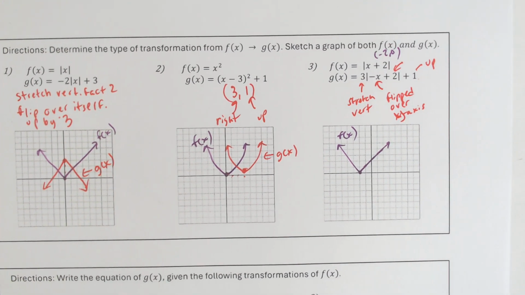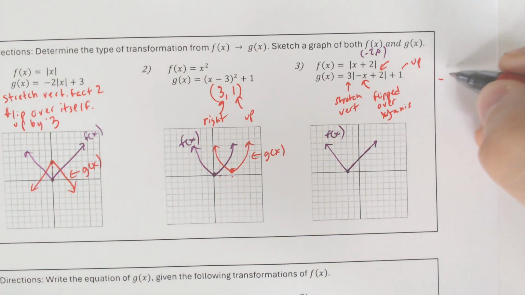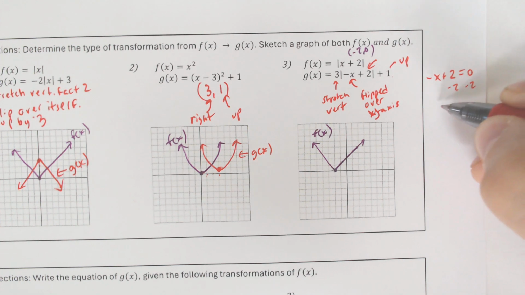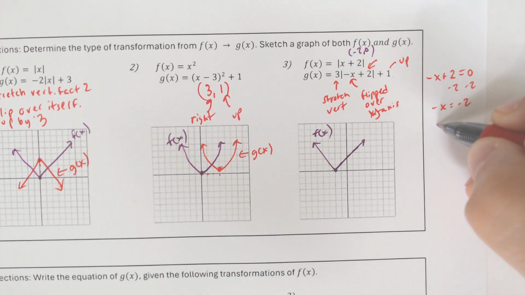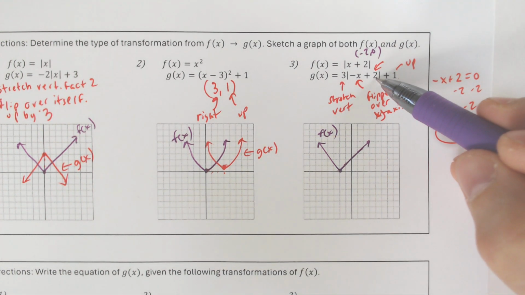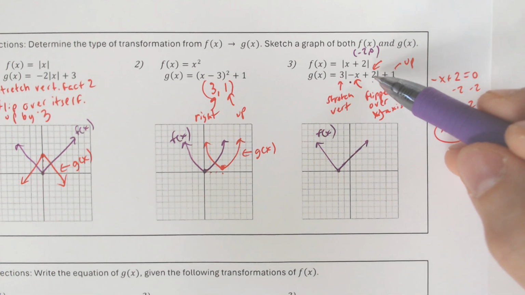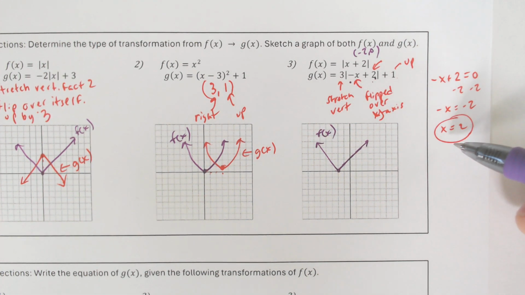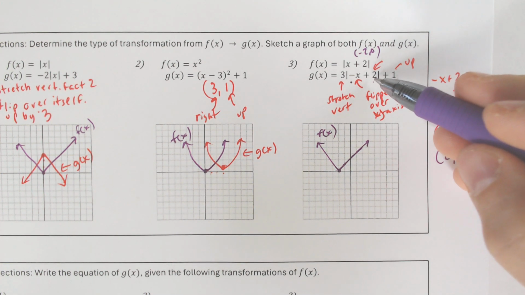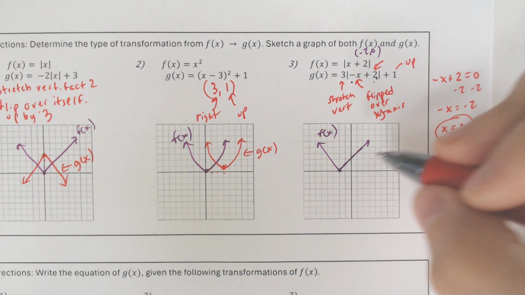Well, remember, if you can't remember what to do when there is a b value, set it equal to 0. So if we set negative x plus 2 equal to 0, we would subtract 2. We get negative x equals negative 2, and then that means that x equals positive 2. If you do remember, what you do is you change the sign and then divide by negative 1. Well, if we change the sign of 2, we end up with negative 2. Divided by negative 1 makes positive 2. So this vertex is actually going to be at 2, positive 1. Change the sign, then divide by negative 1, positive 1. Okay? So that is the vertex of g of x.